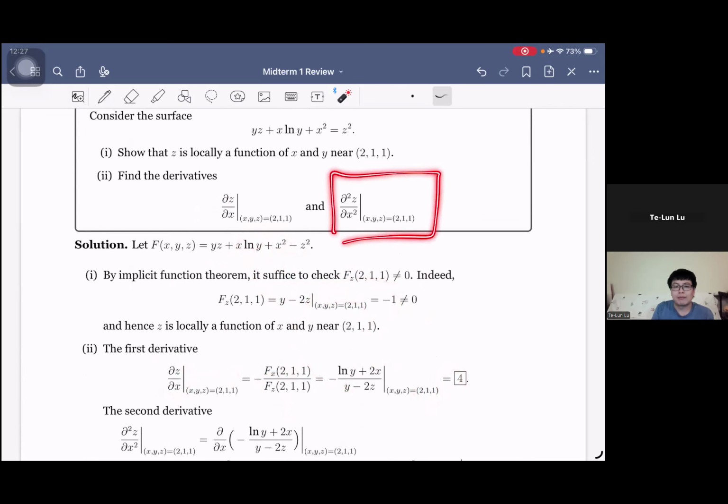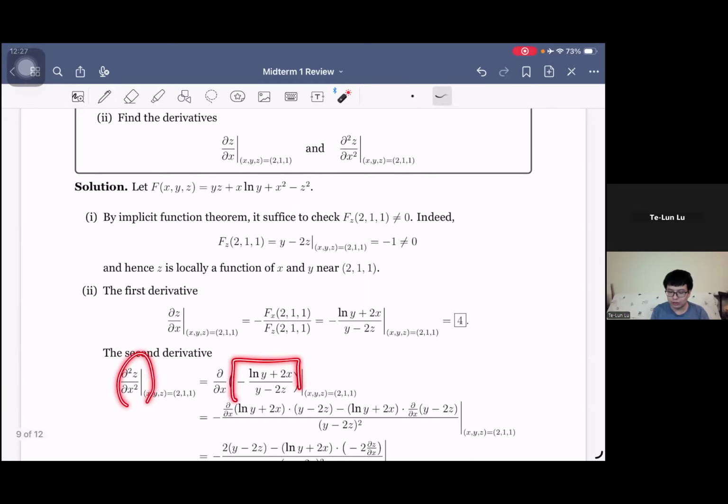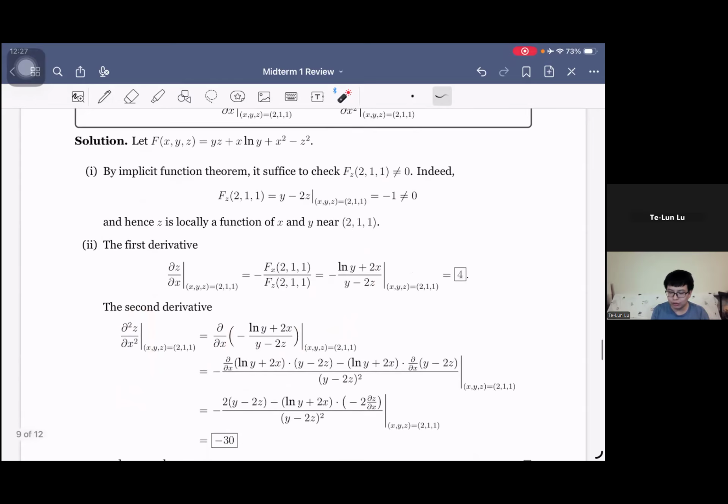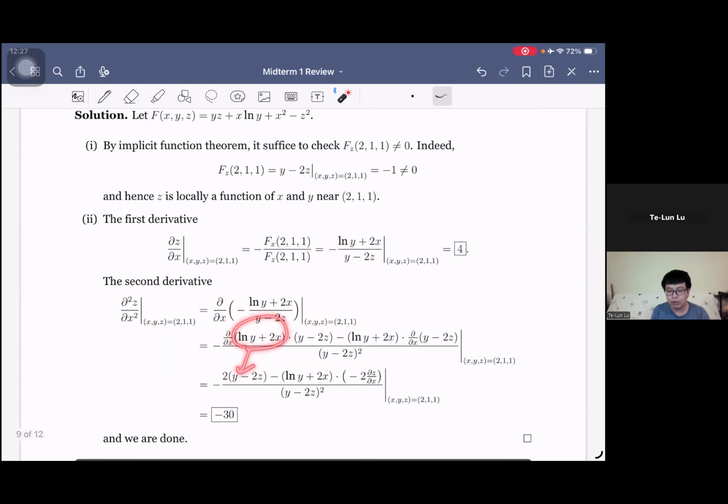This is a new particular type of problem, but it's actually not that difficult. How do we differentiate z with respect to x twice? Basically, we differentiate z with respect to x first, which is this guy, and differentiate once again, right? Now it's a simple quotient rule. We have the quotient, the denominator squared. We differentiate the numerator first, and multiply by the denominator. Note that there is a minus sign here, so be careful. And you differentiate the denominator and multiply by the numerator. This guy is quite simple, it's just 2 times y minus 2z, right? And this guy is simple, ln y + 2x.